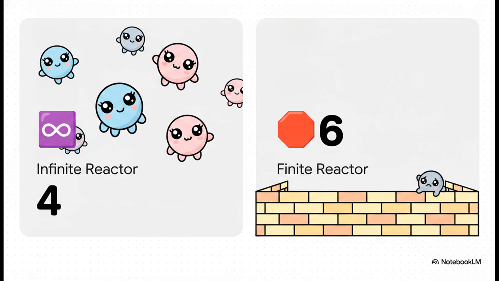But we live in the real world, and real-world reactors are finite. They have physical edges. So, to account for the probability of neutrons leaking out of those boundaries, physicists have to expand the math and use the much more complex 6-factor formula.